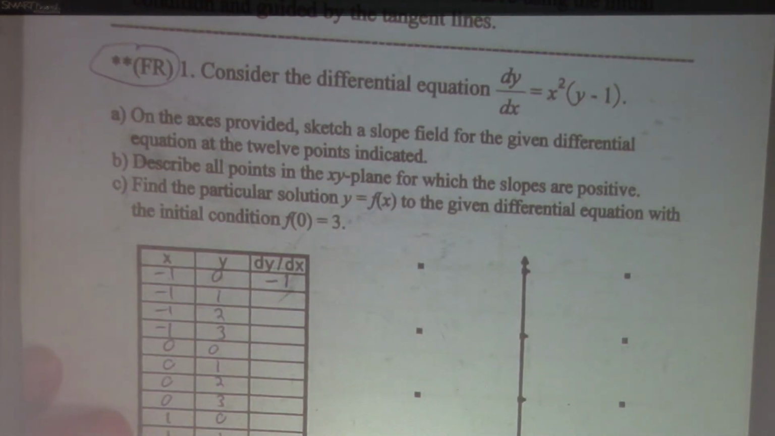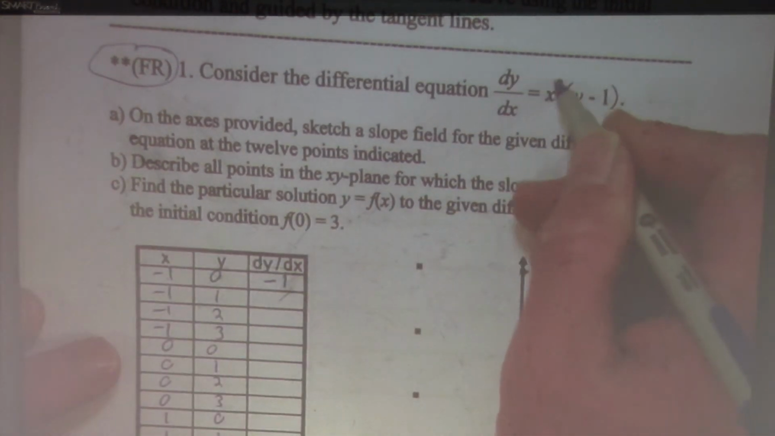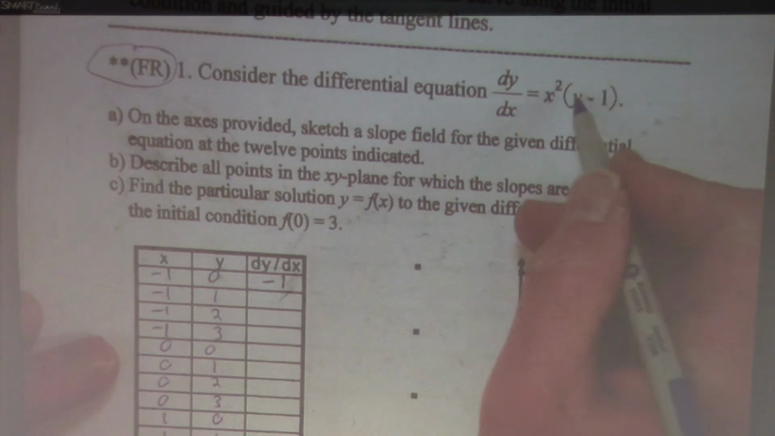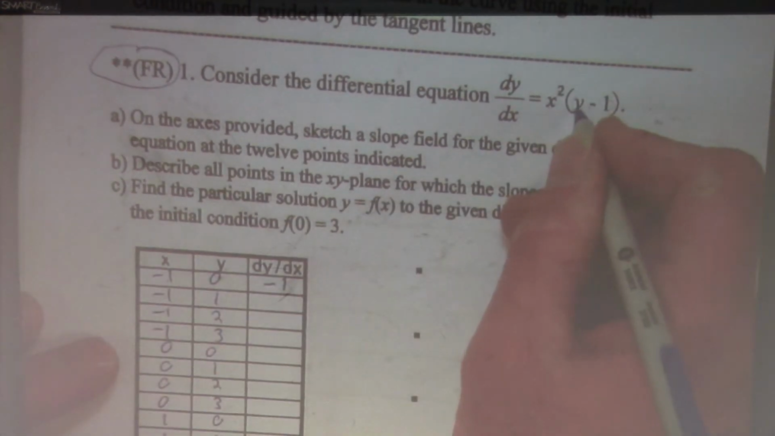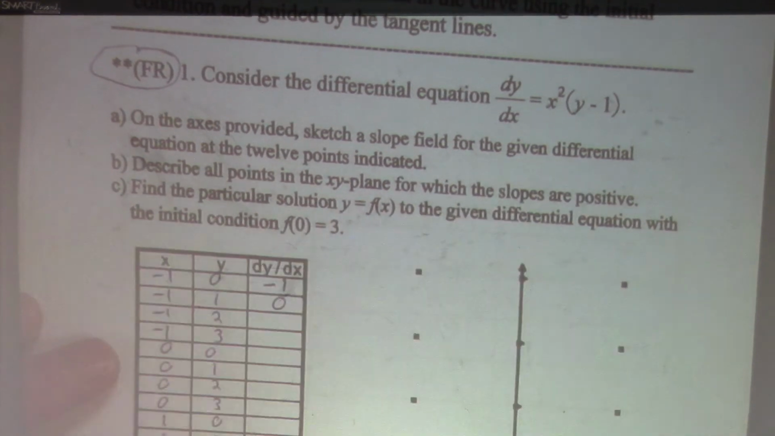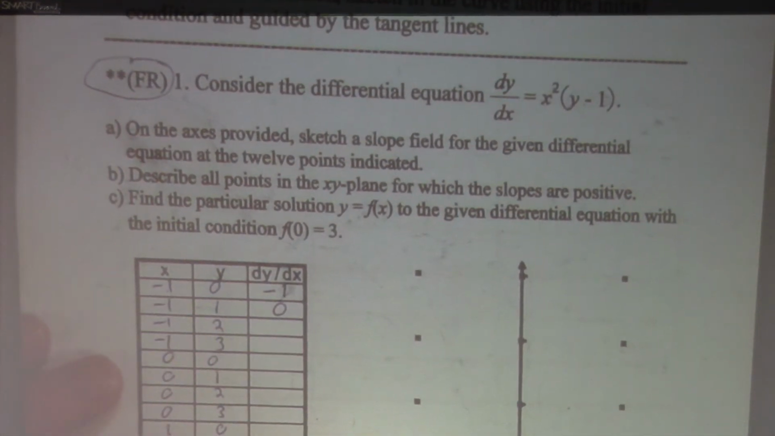Now, at (-1, 1). Well, can we agree that with all the x values of -1, this is going to be a 1? So really, it's just what's happening with y that will determine the value. So let's put in a 1 for y. 1 minus 1 is 0. If dy/dx is 0, what is that telling me about my slope field? We should have a horizontal tangent at that point, shouldn't we?